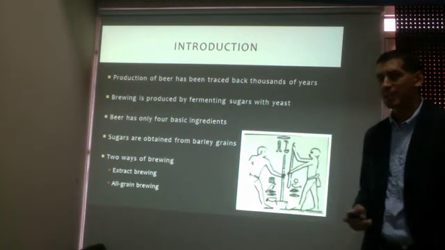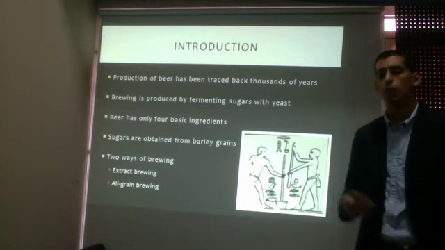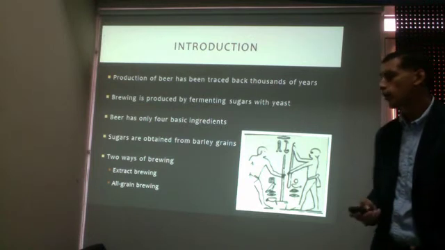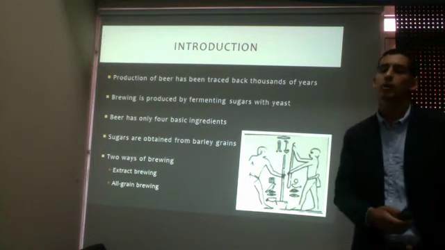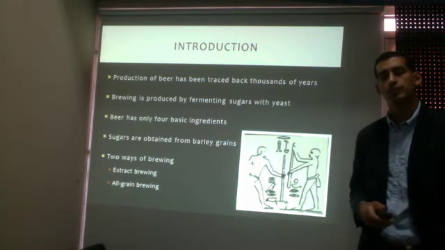There are two main methods of brewing beer. The first, extract brewing, employs the use of a malt syrup extracted from malt grains. The other, all grain brewing, requires the brewer to perform the sugar extraction in a process called mashing.